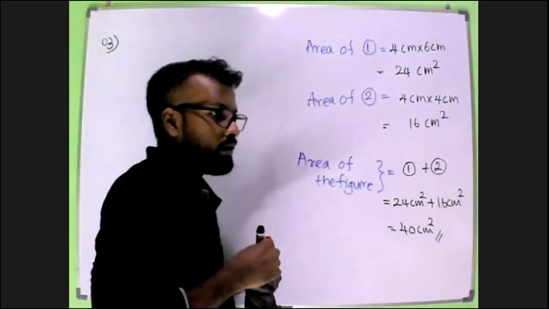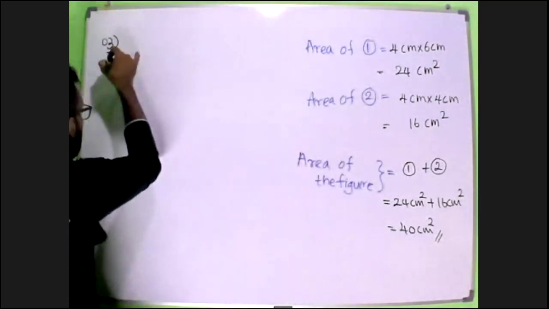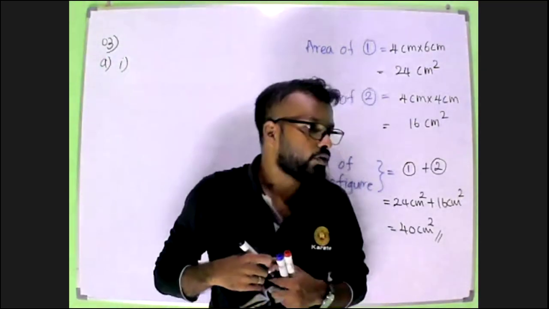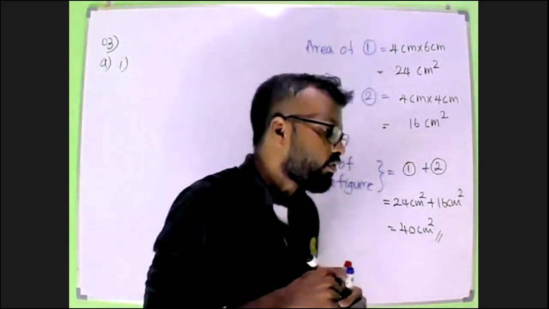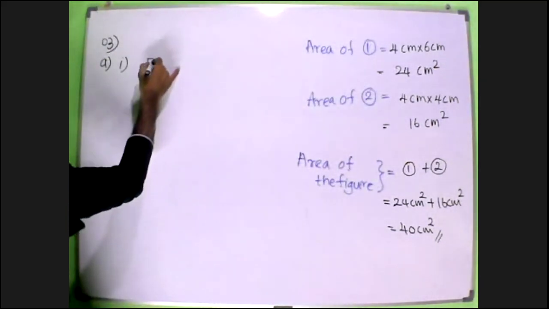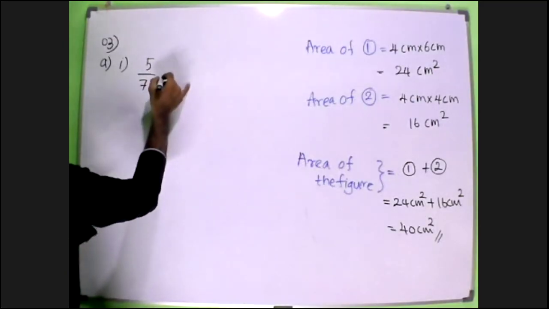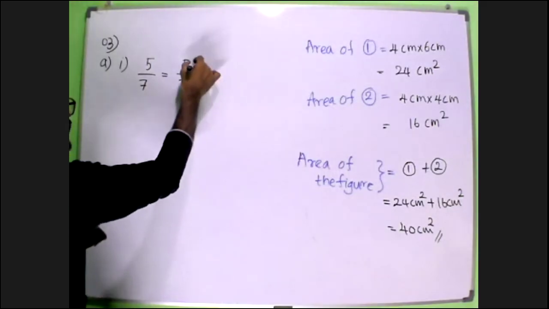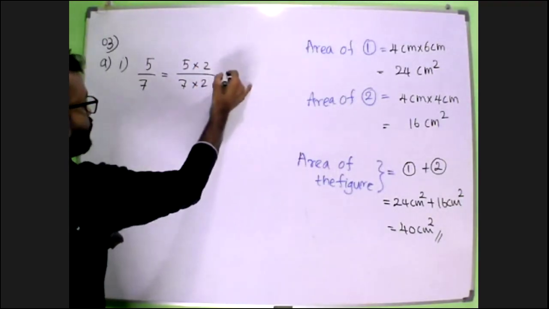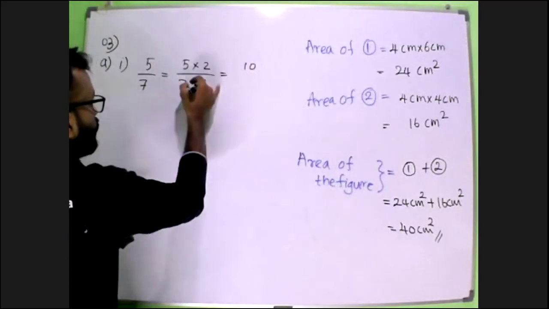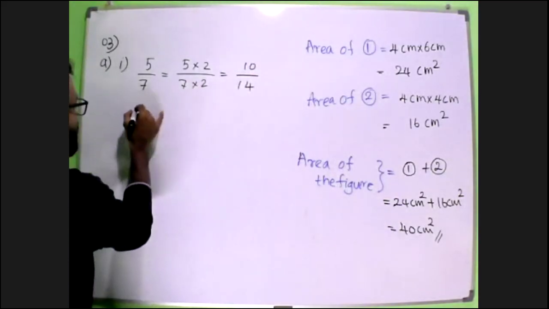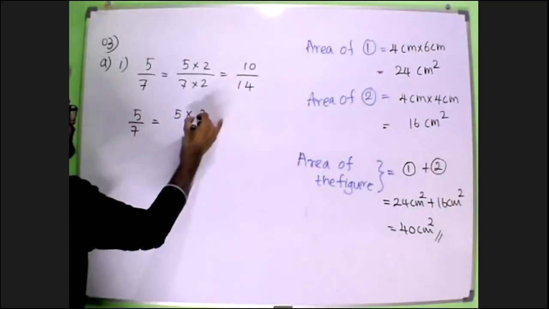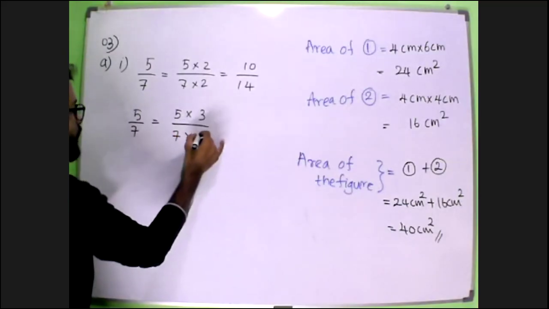Third question, part A, part 1, subpart 1. Write two equivalent fractions for 5 upon 7. Right, 5 upon 7. So there are a few more ways. Easiest way. So an equivalent fraction for 5 upon 7 can be written down as, I will multiply this by 2 and this by 2. So 2 times 5, 10. 2 times 7, 14. And this is the first one. 5 upon 7 equals 5 times 3, and I will multiply both numerator and denominator by 3.